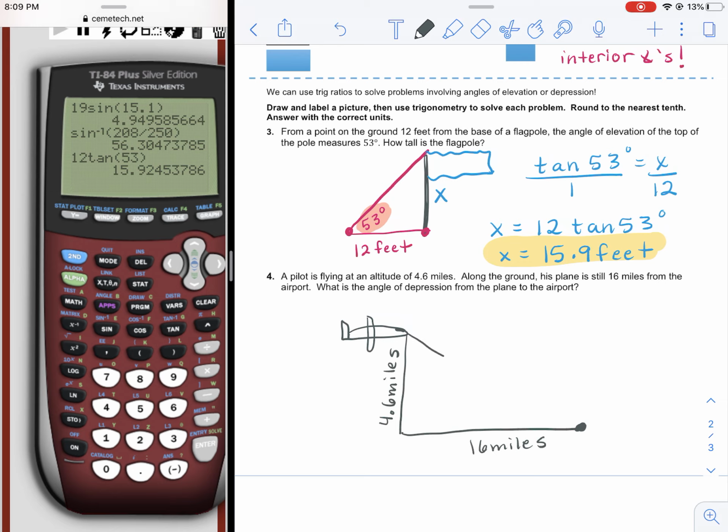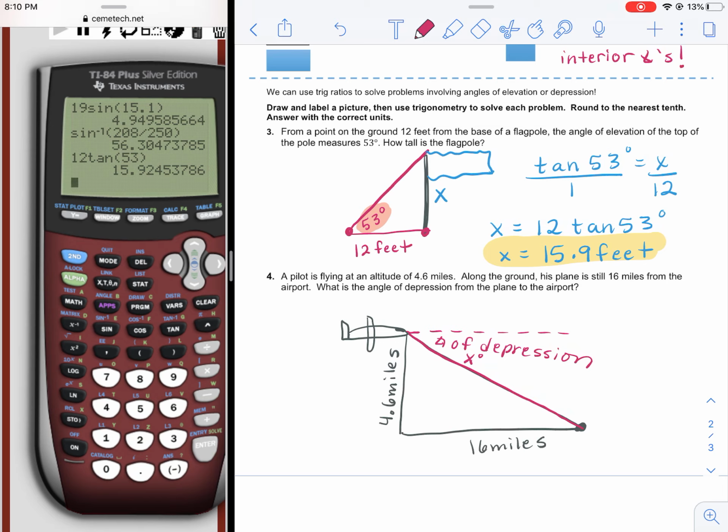Okay, so I'm going to draw a line of sight from the plane to the airport. And here's the tricky part. A lot of students like to say that this here is the angle of depression. Okay, but remember that an angle of depression has to be formed by a line of sight, which is this line here, and a horizontal line. And so you actually need to draw in the horizontal line. So this is your angle of depression. So this is the angle that we are looking for.